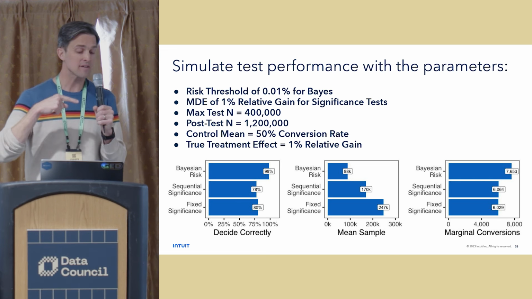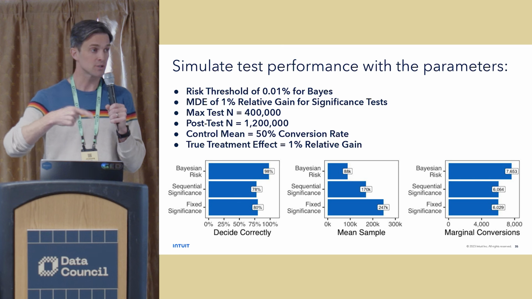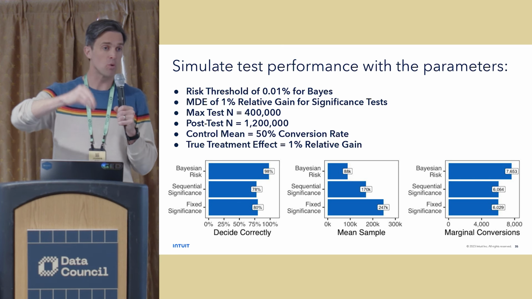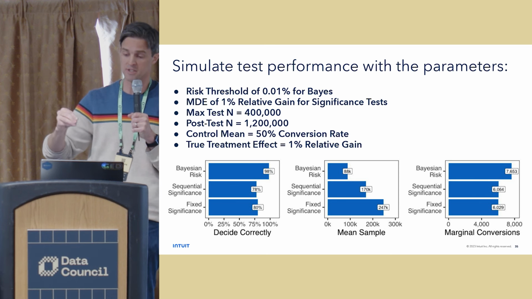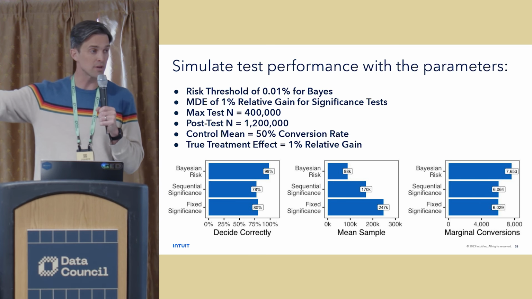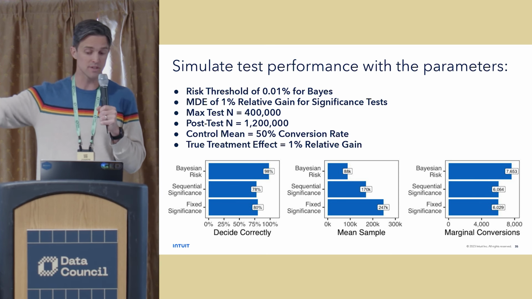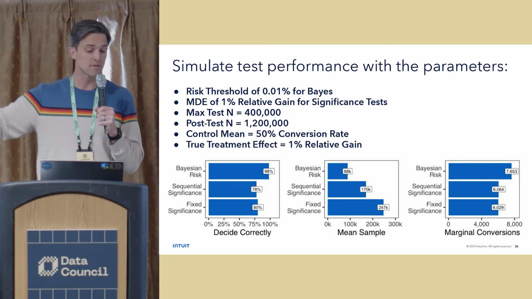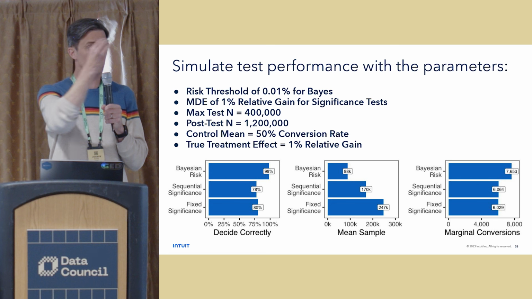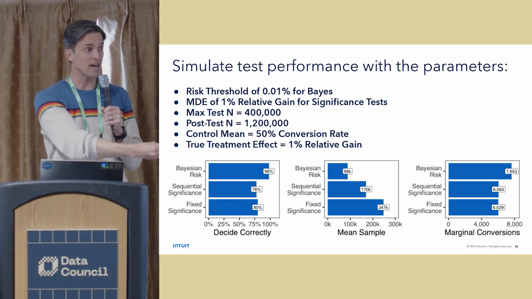And when you have greater accuracy sooner, that means you have more time in season to have that best experience out in front of your customers, which is going to produce a greater number of marginal conversions. In this case, about 1,600 additional conversions for using Bayesian, because you get earlier rollout and you have higher accuracy.